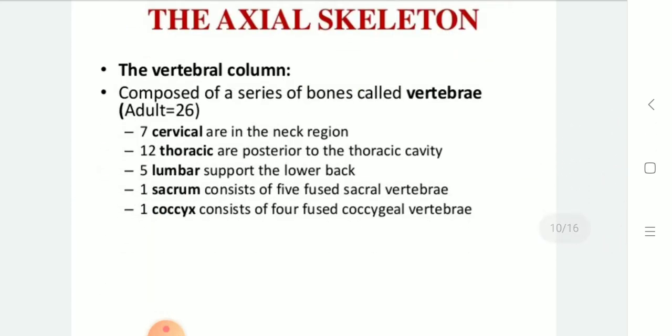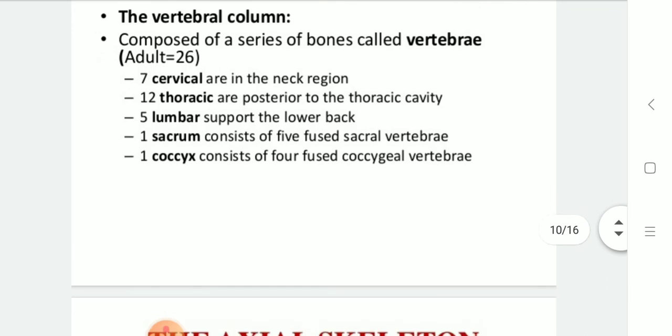This is again a diagram of the vertebral column. The vertebral column is composed of a series of bones called vertebrae. In an adult there are 26: 7 cervical in the neck region, 12 thoracic posterior to the thoracic cavity, 5 lumbar supporting the lower back, one sacrum consisting of 5 fused sacral vertebrae, and one coccyx consisting of 4 fused coccygeal vertebrae.